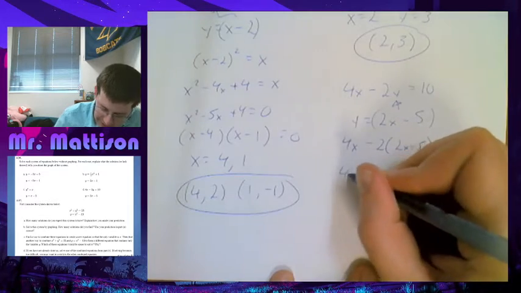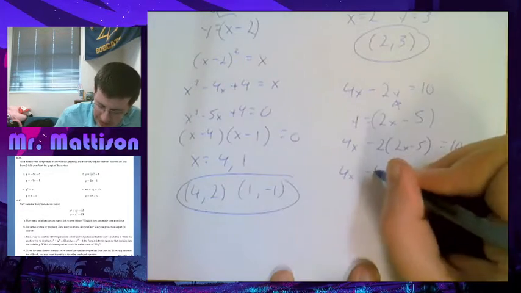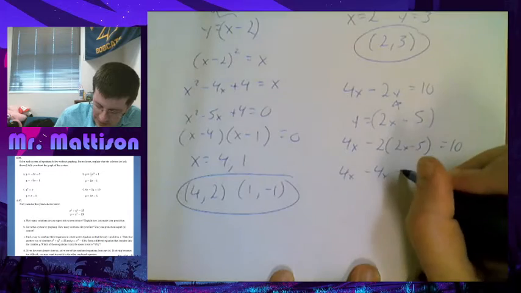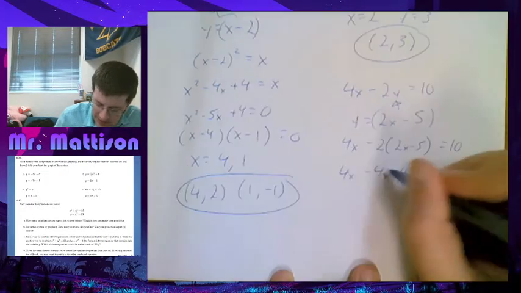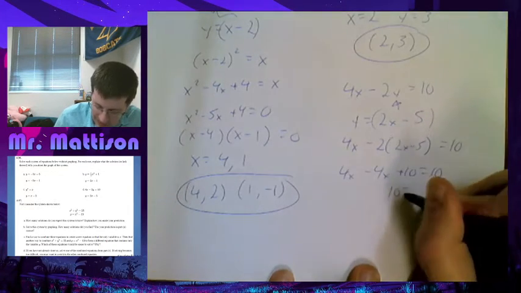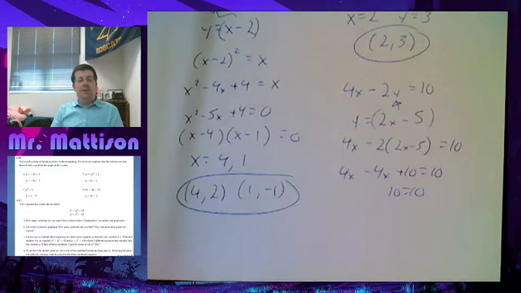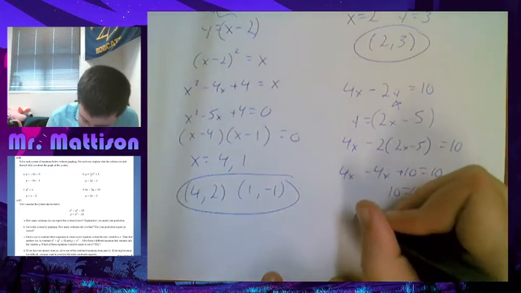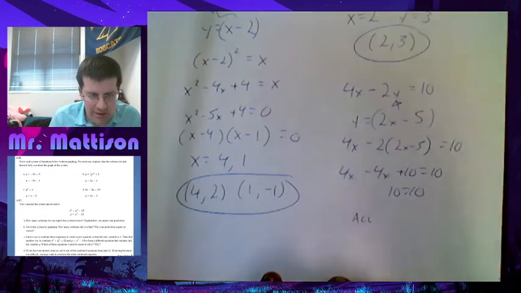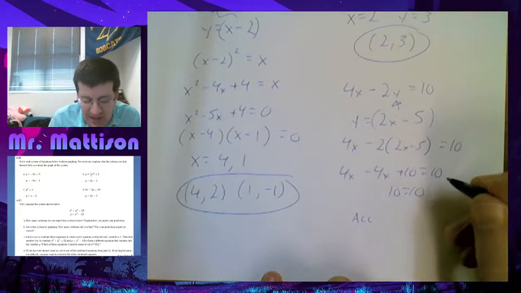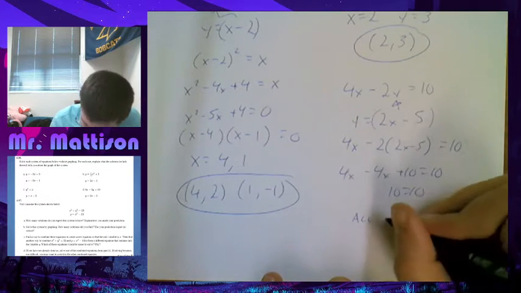So this becomes 4x still. Negative 2 times this is negative 4x. And then plus 10 equals 10. Those 4x's are going to cancel. I get 10 is 10. Well, that's a true statement. So this is going to be an identity or have infinitely many solutions, or it is all real numbers. However you prefer saying that, they all mean the same thing, just in a different context.